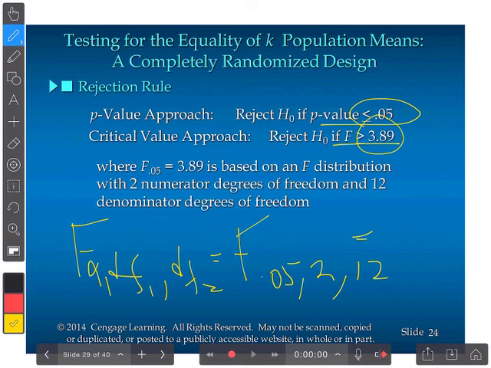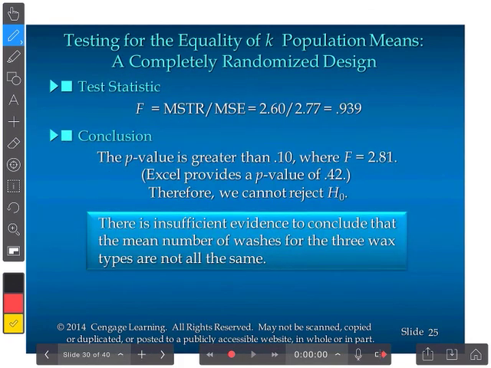And if we use the F distribution, then we will find its critical value at 3.89. With 3.89, if we compare, we're not going to get a value that is greater than 1 or much greater than 1. If you look here, F is equal to MSTR over MSE, 2.60 over 2.77, and therefore we have less than 1.